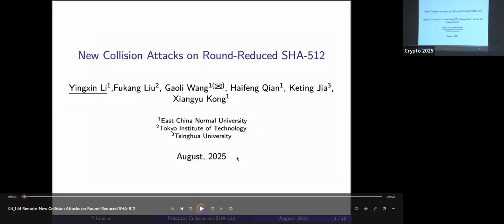Great. So the last talk of the session will be new collision attacks on reduced-round SHA-512, excuse me. Yingxin Li will be presenting.